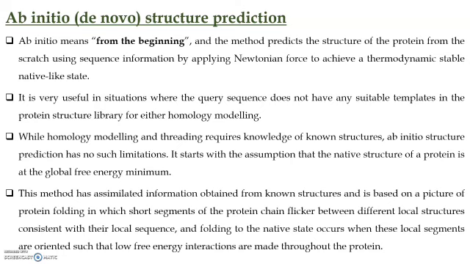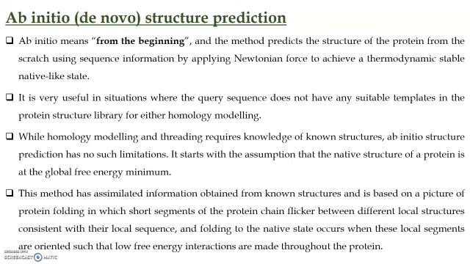And the last one is the ab initio method for protein structure determination. It means from the beginning, and this method predicts the structure of a protein from scratch using sequence information, by applying Newtonian force to achieve a thermodynamically stable native-like state. It is very useful in situations where the query sequence does not have any suitable candidates in the protein structure library for either homology or threading models. While homology modeling and threading modeling require knowledge of a known structure, ab initio prediction has no such limitation because it is mainly based on the physical structure of that protein.